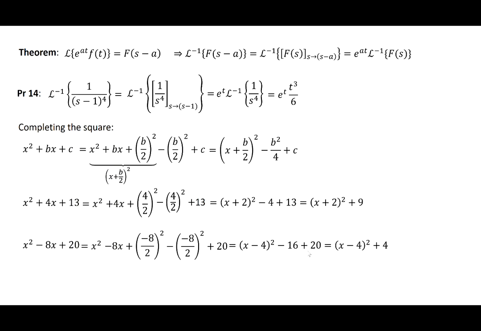You really need to know how to complete the square because there are certain problems involving Laplace inverse that require this process. That's why I digressed and talked about this. All right? Are we good now? All right. Let's move on. Check this out. How do we find the Laplace inverse of this?